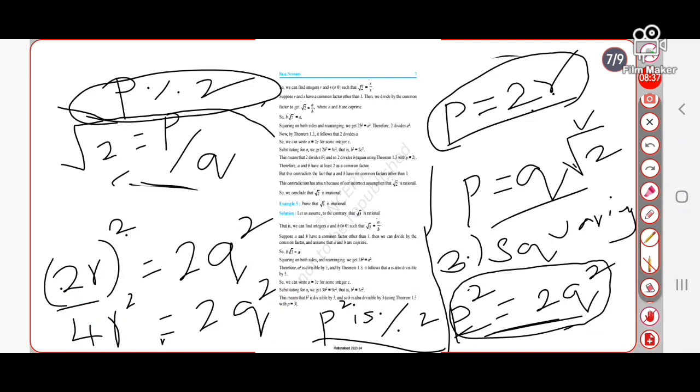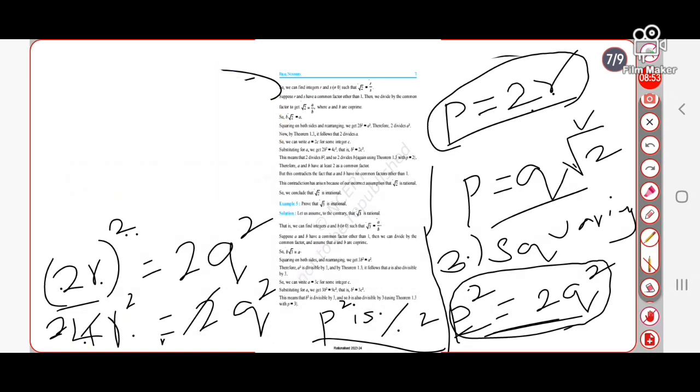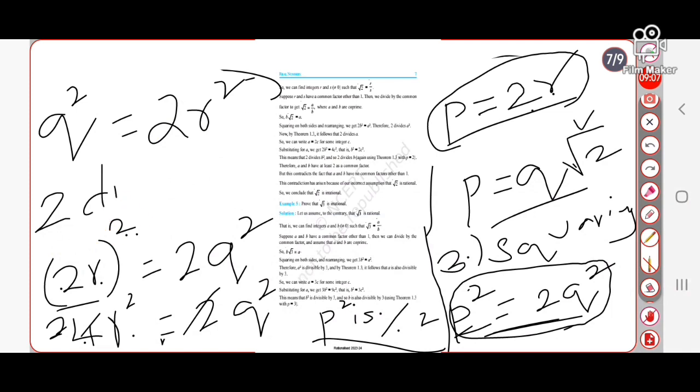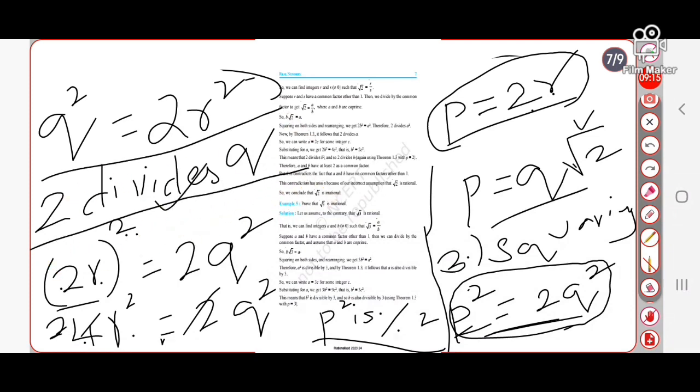Understood? This 2 square is 4, R square is R square, this 2Q square as same as such it has been written. Cancelling these two sides, it becomes 2R square. So what happens over here is this Q square is equal to 2R square. So with this what we conclude, 2 divides Q. So with this equation we arrive at this one, 2 divides Q.